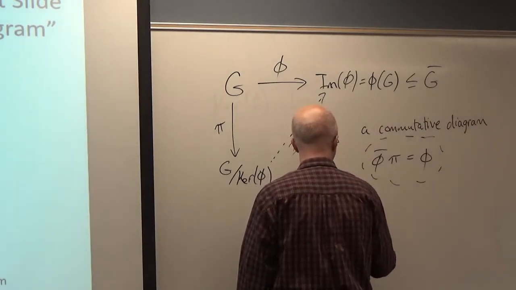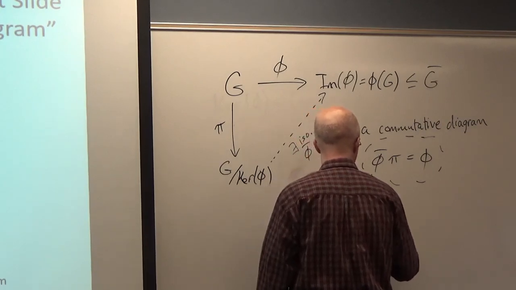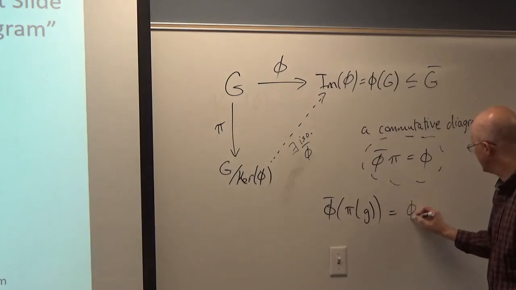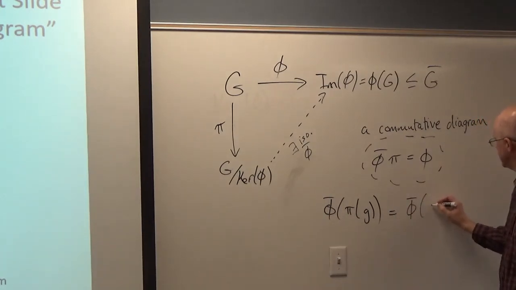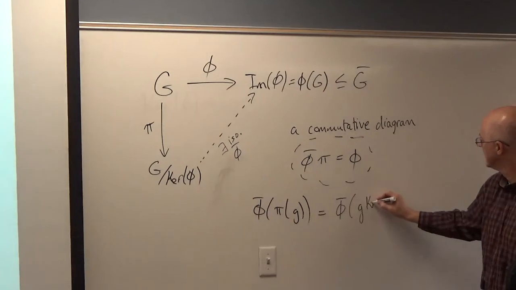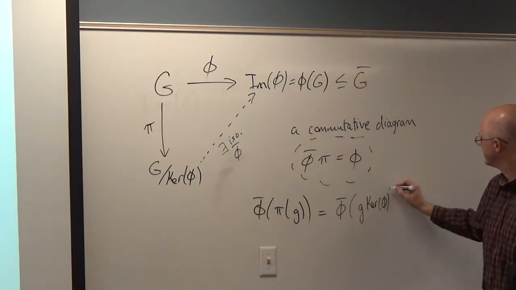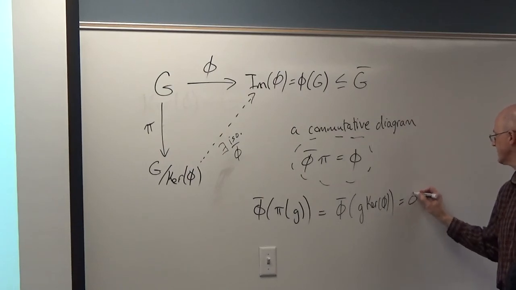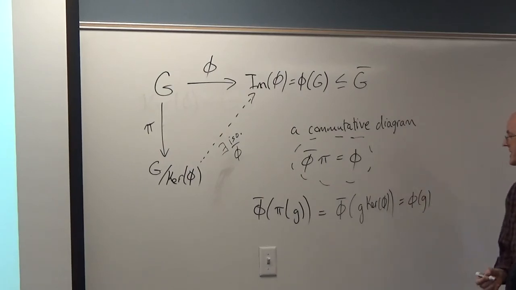What is phi bar of pi of an arbitrary element little g? Well, pi of little g, remember, from the previous slide, was the left coset containing little g, which on the previous slide was little g capital N, but in this context is little g kernel of phi. And then we already knew the formula for phi bar, so this equals phi of g. That was the definition of what phi bar was. So by definition, phi bar satisfies this equation.